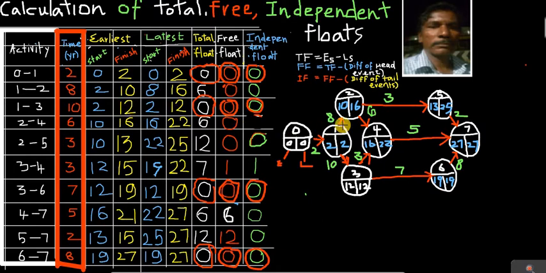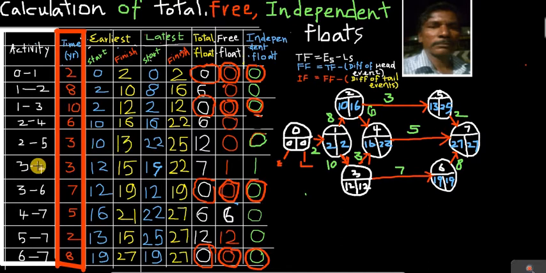2 to 4 is the next one, here. The earliest start time is 10 and the earliest finish time is 16. Now come to 2 to 5, 2 is here, 5 is here. The earliest start time is 10 and the earliest finish time is 13.